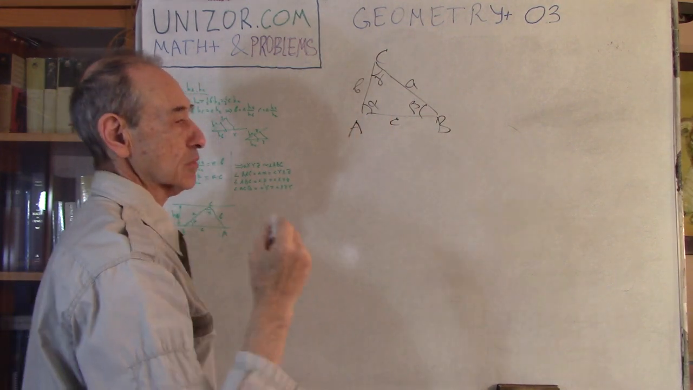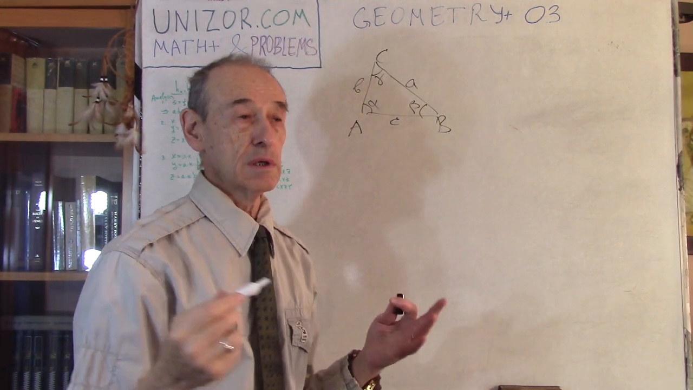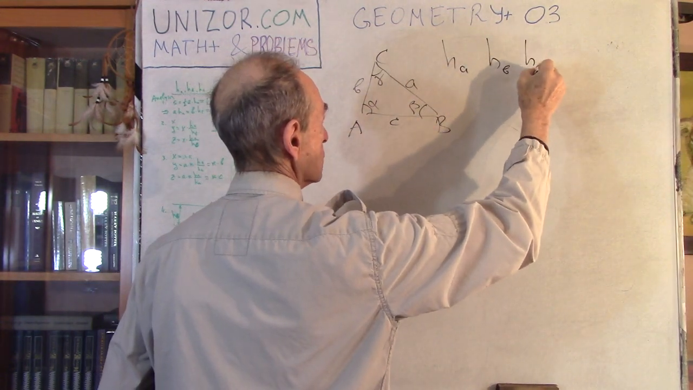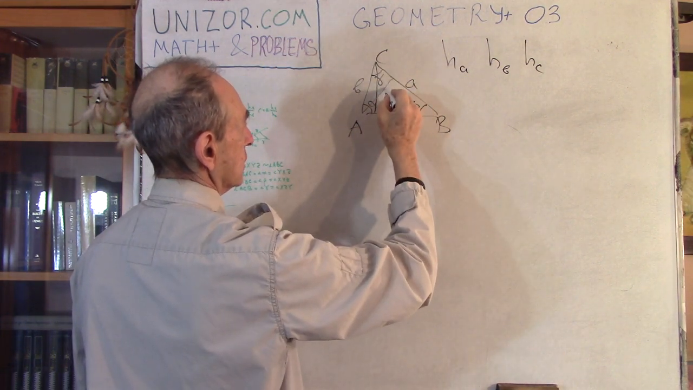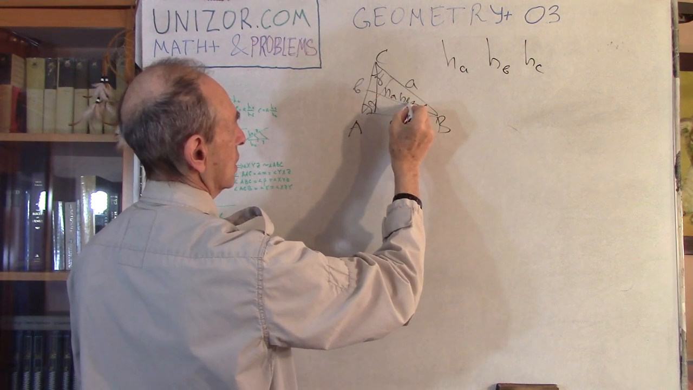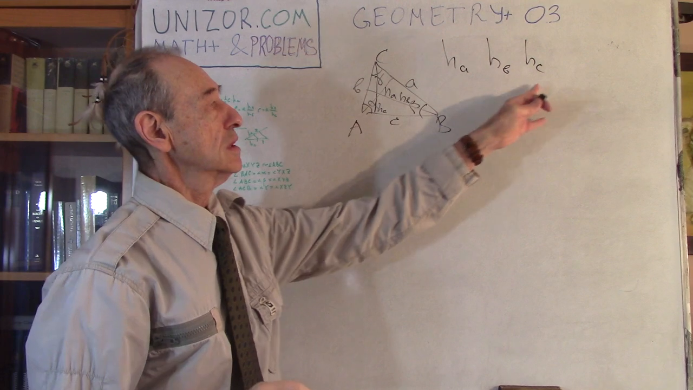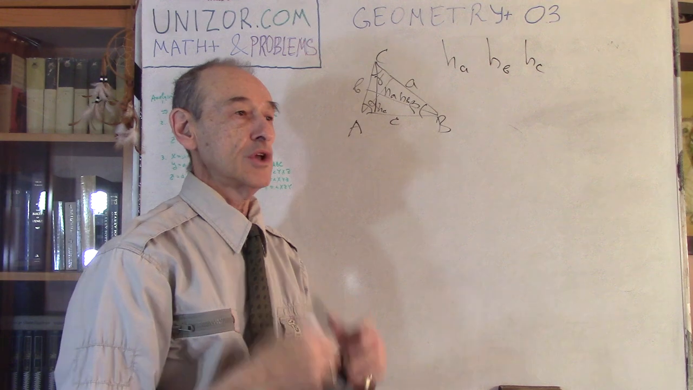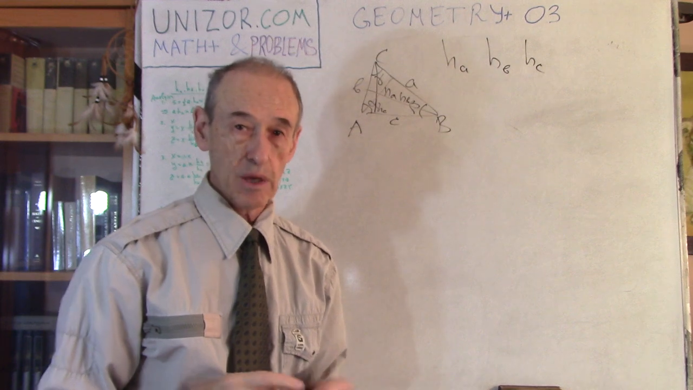In this particular case, I would like to construct a triangle using its three altitudes, HA, HB, and HC. Obviously, HA is the one which goes onto side A, HB goes to side B, and HC goes to side C. So using these three altitudes, you have three segments basically, and you have to build an entire triangle. Quite frankly, it's not obvious how to do it.